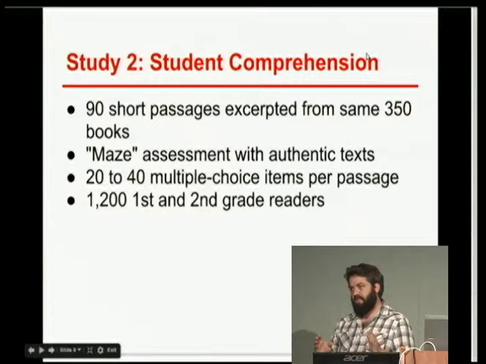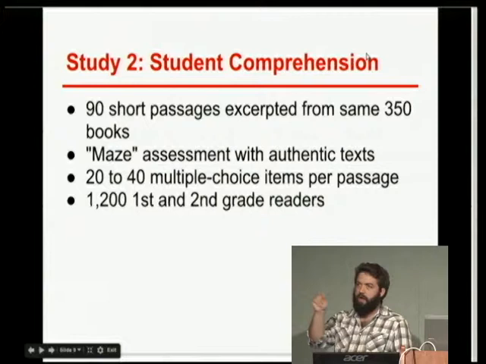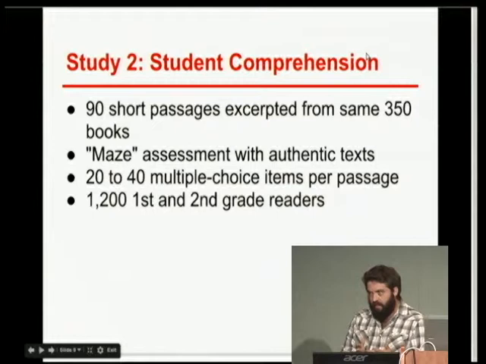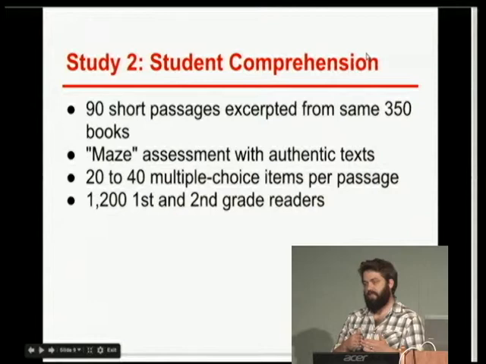Again, students are looking at the book with the pictures and everything in place, but every couple words, a word is removed and a multiple choice item is there. Like, which word was in the text, circle that word. 20 to 40 of those items per passage, and we had 1,200 first and second grade readers perform this assessment. We're able to analyze all that data using the Rasch model and assign these interval scale scores to all of these texts. So then we can ask, how similar are the results between these two tasks?